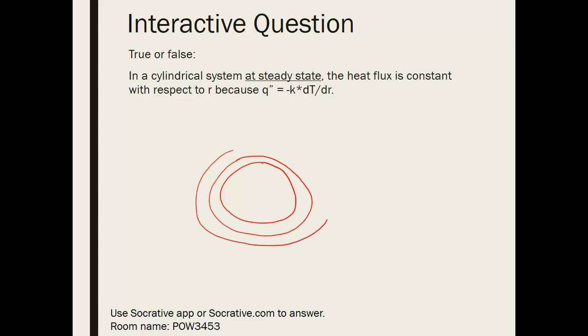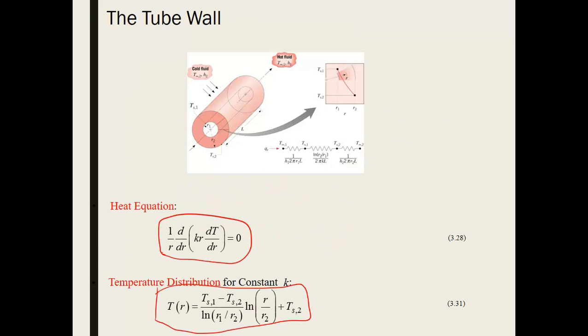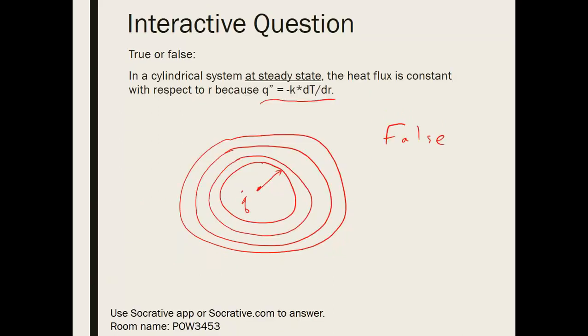So I'm going to draw a cylinder at various distances out. And let's say we have some generation term in here. So is flux going to be constant? So this is actually false. This equation is correct. Fourier's law applies for sure, but the temperature actually changes with respect to R in a nonlinear fashion. So you can see that we have natural log of R showing up. So that means dT/dr, the derivative of this equation, is not going to be constant. So we will not have constant flux at any point.